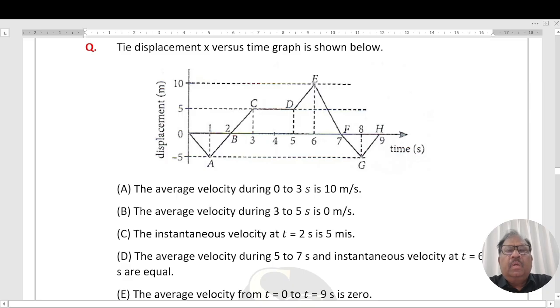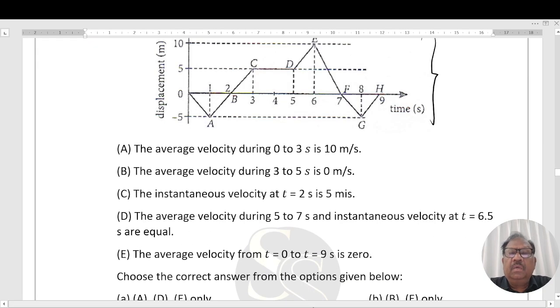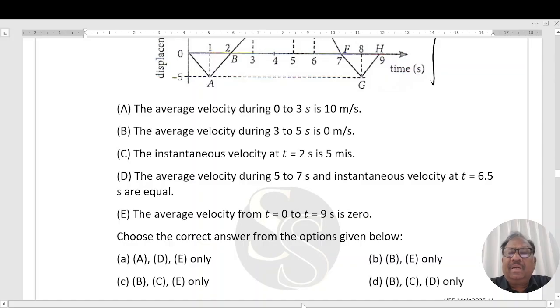The question is, the displacement x versus time graph is shown below. The x axis is time, the y axis is displacement. Time is marked from 0 second, 1 second, 2 second, up to 9 seconds, and displacement is in meters. We have to find the correct answer; five options are given, and we have to pick one correct answer.